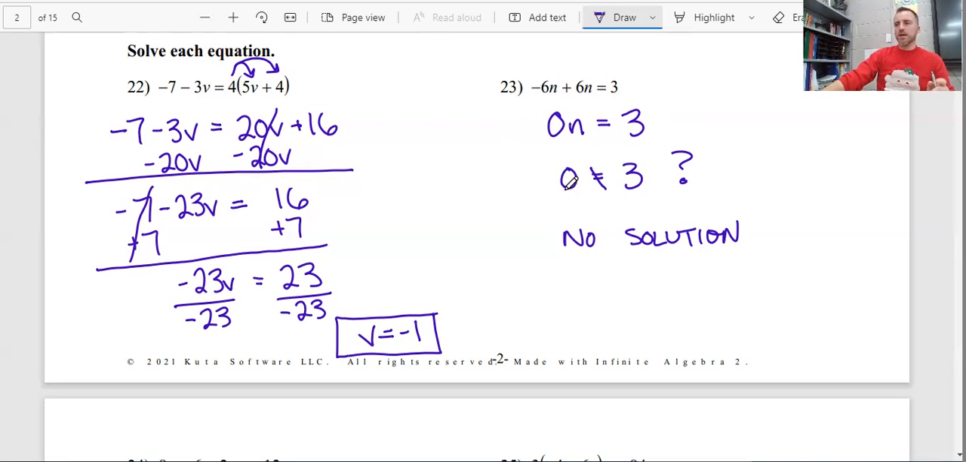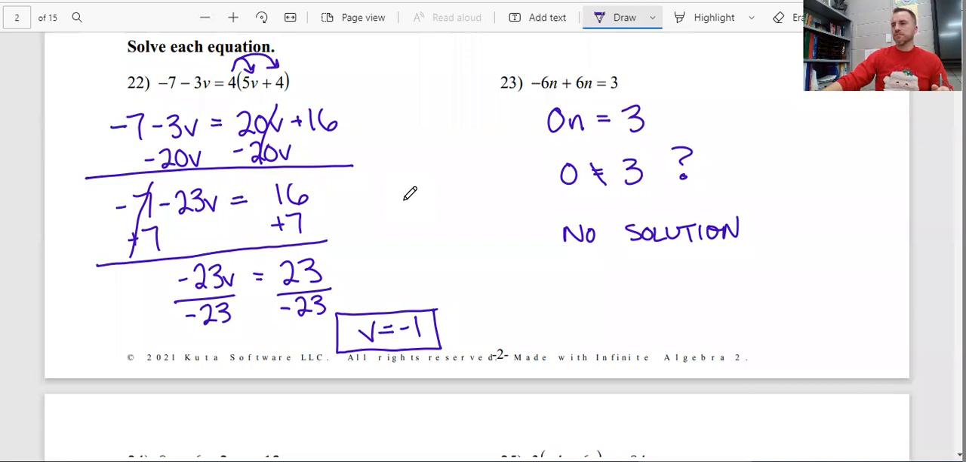But if you cancel out all the variables and you have something like 3 equals 3, that's true. And there's nothing that you could put in for the variable n to make it false. So if you have a false statement at the end with no variables, there's no solution. If you have a true statement, there's an infinite number of solutions.